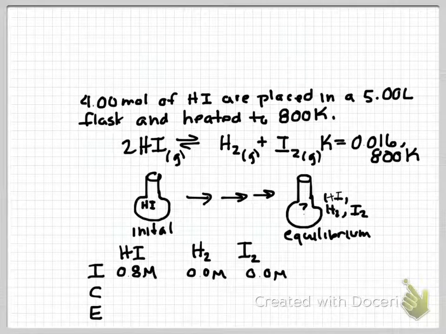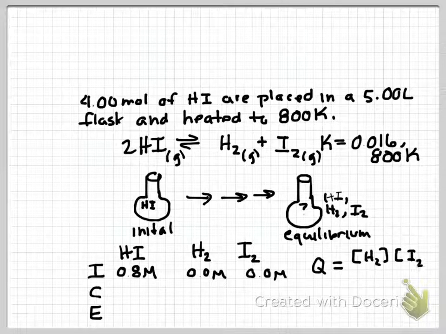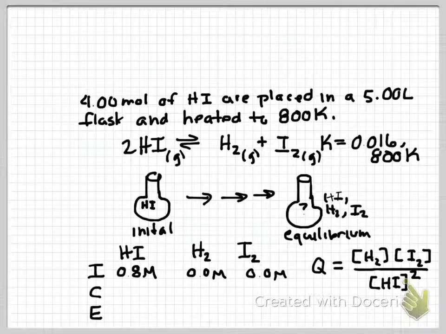At this point, we can write our mass action expression. We're going to call it Q just because we're not necessarily at equilibrium here. And that's going to be the concentration of hydrogen times the concentration of iodine divided by the concentration of hydrogen iodide squared. That squared, remember, is coming from the 2 in the coefficient of our reaction. So it's important when you're doing this that you are always working with a balanced reaction.